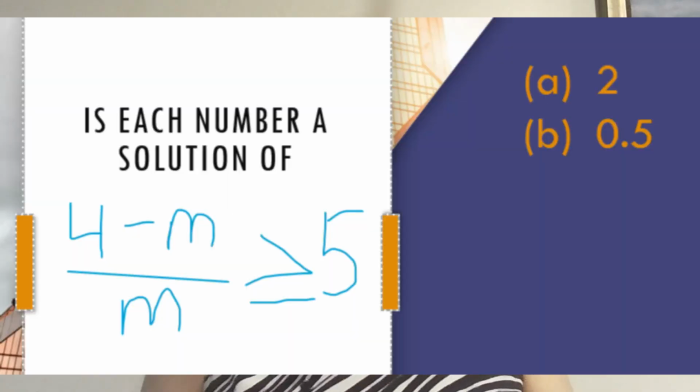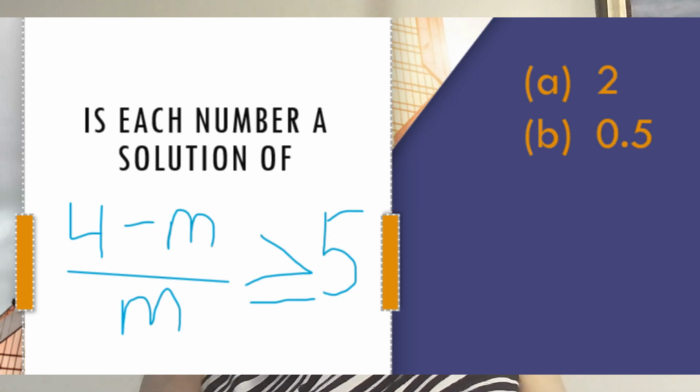So let's go through a few practice examples of what we've talked about. We've handled solutions of an inequality. We've talked about how to graph them. And now let's put all this into practice. Here's our first problem. Again, you can pause this video, try it out on your own, and then come back and watch the solution. Is each number a solution of the given inequality?